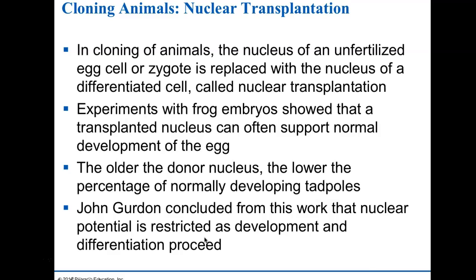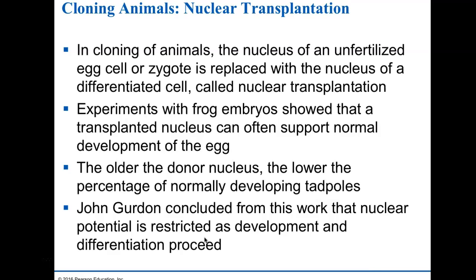And so the way that animals have been cloned is this process called nuclear transplantation. In the cloning of animals, the nucleus of an unfertilized egg or zygote is taken out, and then the nucleus of the cell that you want to clone is put in. So you would take the nucleus of the thing you want to have cloned, one of its diploid cells, the nucleus that has all of the chromosomes in it, and you'd put it into an egg. Because remember, the egg has instructions. And then that egg would develop into the cloned individual.